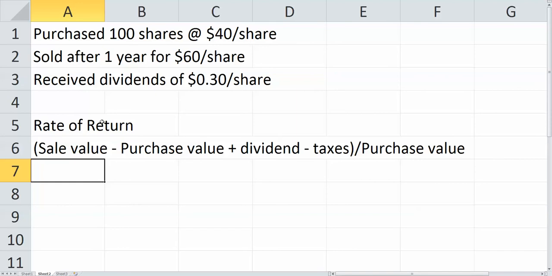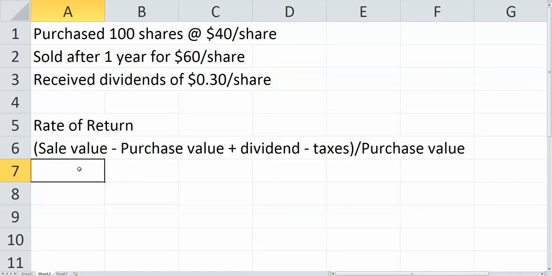Now, because the second part of the question asks, if we continue to hold the stock, what will our after-tax rate of return be? And the first question just specifically says, what would your rate of return on your investment be? And it doesn't mention anything about taxes. So for the first part of the question, they don't want you to consider any tax effects at all. So I just ignored this tax part. And I need to calculate my purchase value and my sale value and how much I'd receive in dividends total.